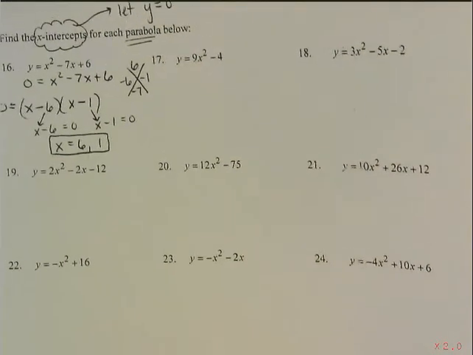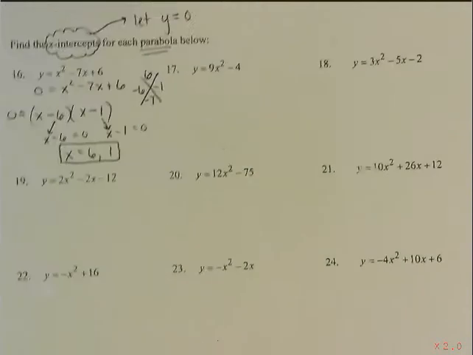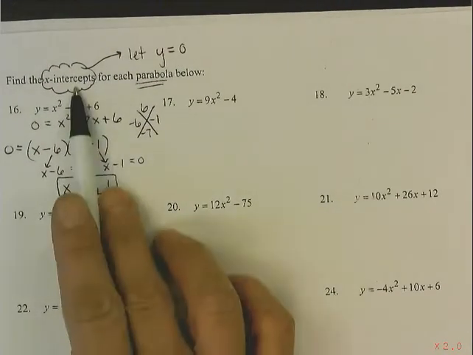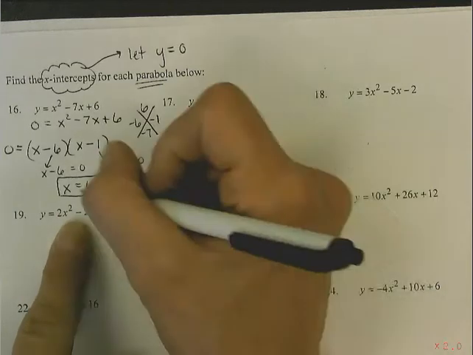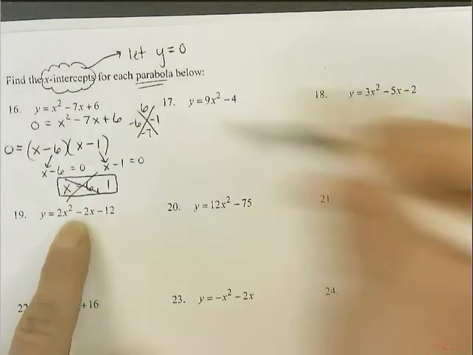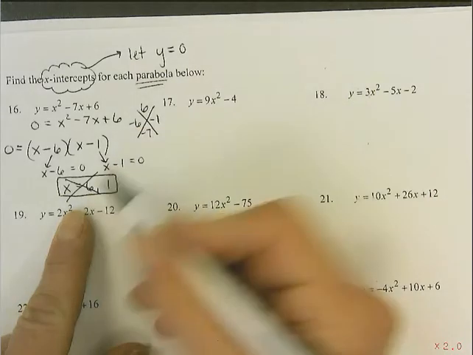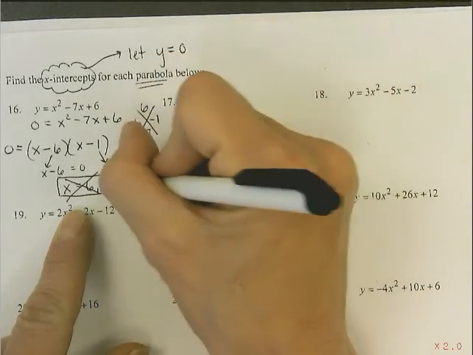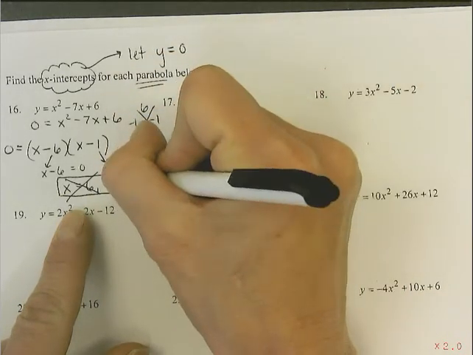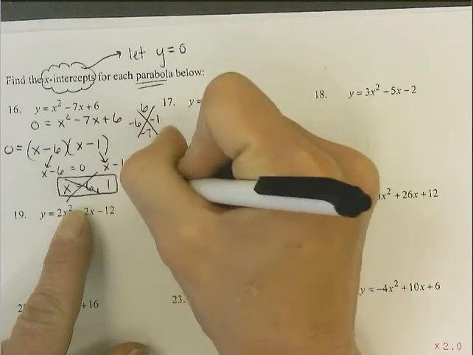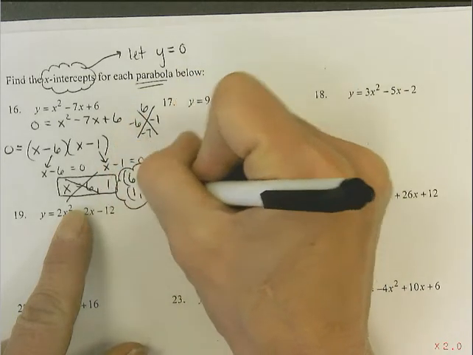Let's see. Oh, I didn't finish the problem on this because they were asking us to find the x-intercepts. So remember how to write our answers as a coordinate. That's where it's intersecting the x-axis when y is equal to 0. So the two solutions are (6, 0) and (1, 0). These are x-intercepts, so they have to be a coordinate.